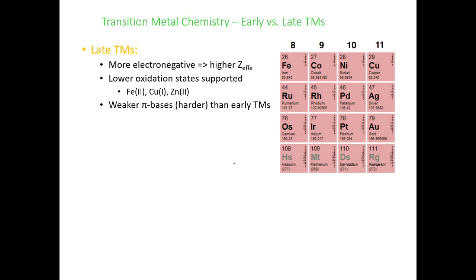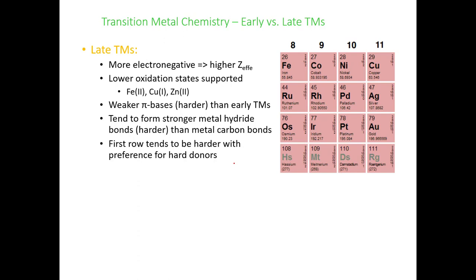They are weaker pi bases than early transition metals in low oxidation states because of their increased electronegativity and harder nature. Late transition metals tend to form stronger metal hydride bonds than metal carbon bonds because of their harder nature. In addition, the first row transition metals are the hardest because of their smaller sizes, so they generally bind harder Lewis bases. As you go down the groups, though, the metals get softer and show a preference for softer donors. Please keep in mind, though, that hardness and softness are all relative and depend on the oxidation state of the metal, what the charge of the compound is, what species are bonded to the metal, etc.